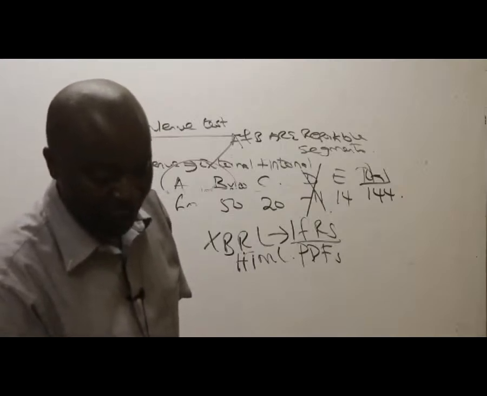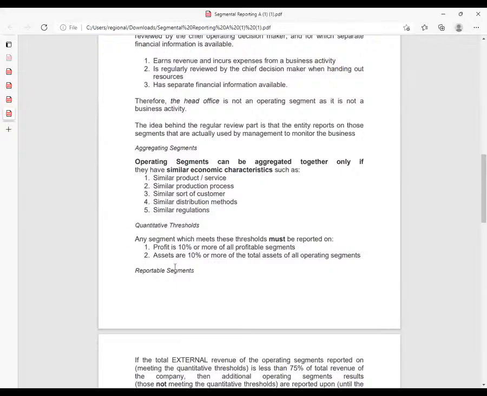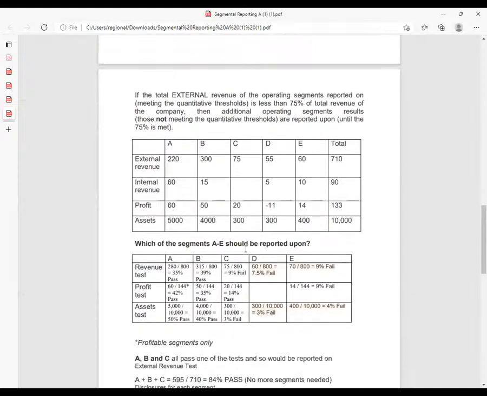So let's go back here. This student who has asked the negative question: we said here, profit is 10% or more of only profitable segments. Only profitable segments. That is why we excluded D, because D is a loss-making segment. If it's loss-making, you remove it completely. I hope I've answered your question.